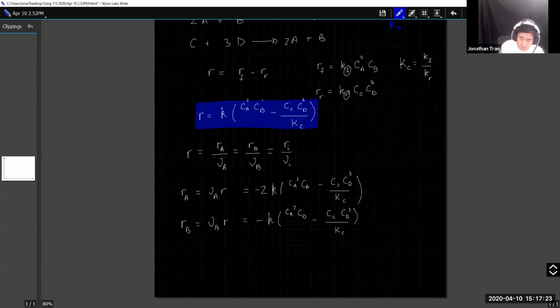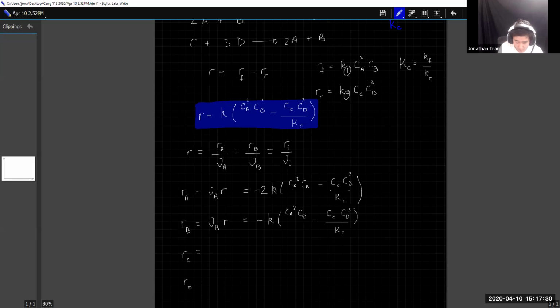And then the last two are going to be the same thing. I'm only going to write the one for C, but you can do the rate law for species D relatively easily on your own. This one is going to be nu_C times R. And again, keep in mind that in this case, C is a product, so the stoichiometric coefficient for C is going to be positive. In this case, it's +1. So we're just going to get R_C is actually just equal to R, the same thing that we had previously.